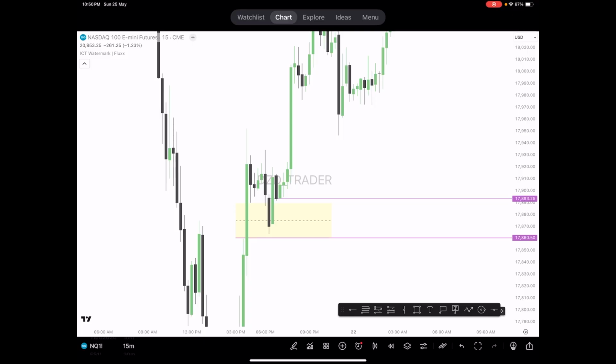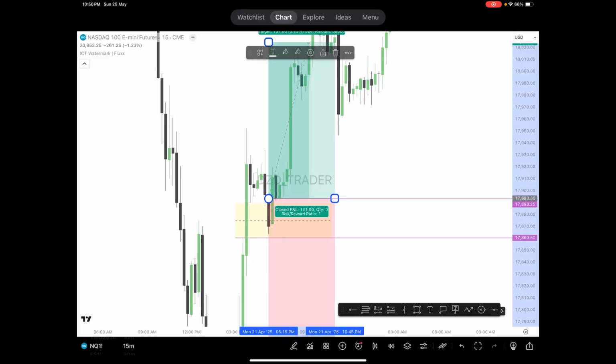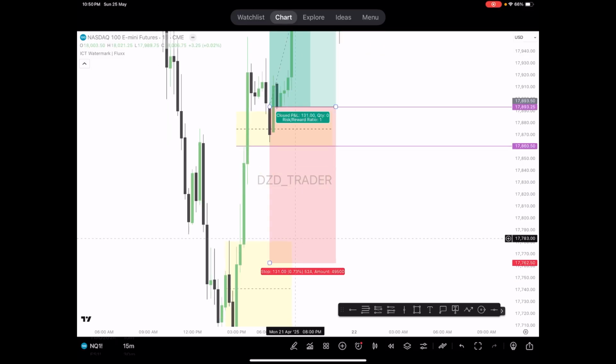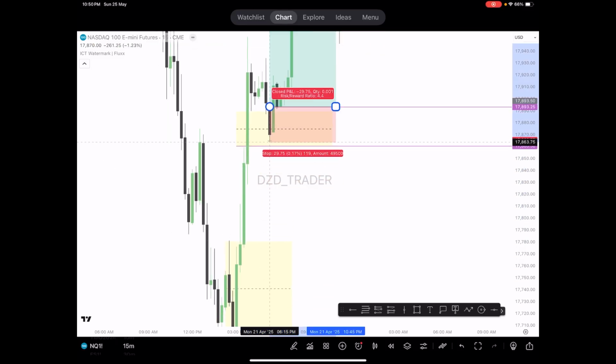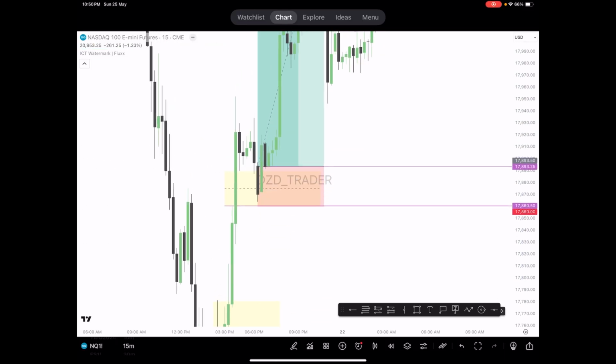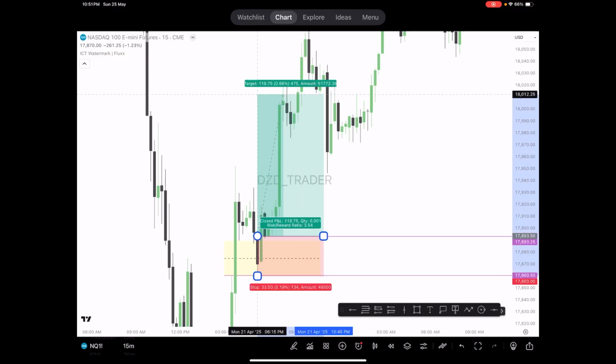So if I show you in terms of trade, it will be there. I'll explain the reasoning behind this, okay, and why I'm taking this order.